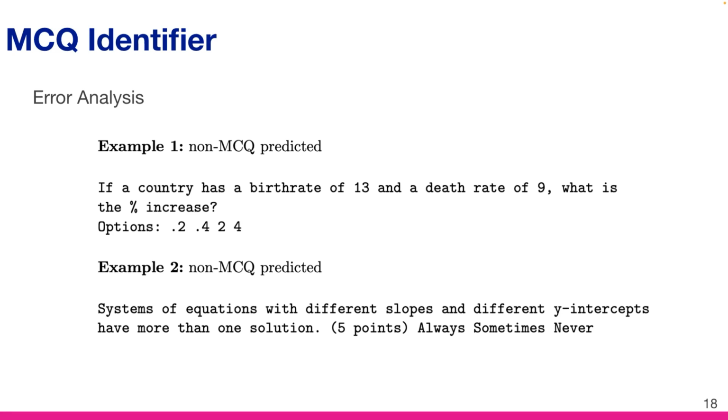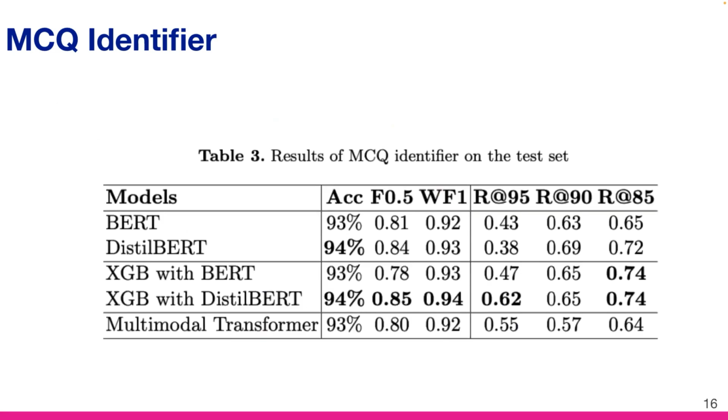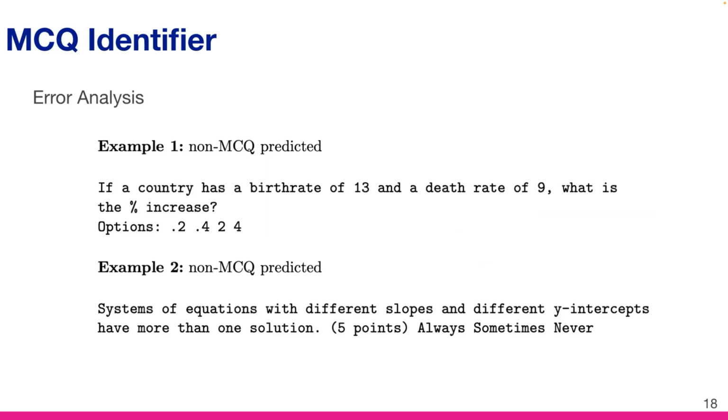And for example 2, similarly, options are always, sometimes, never. Those 3 options were kind of misleading our algorithm to correctly classify this question as MCQ. But like I said, our MCQ identifier works pretty well with 0.95 precision and 0.62 recall on our data set, and it's actively being used in our platform.